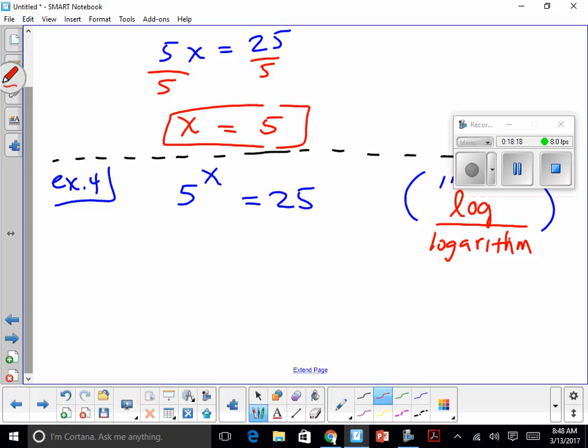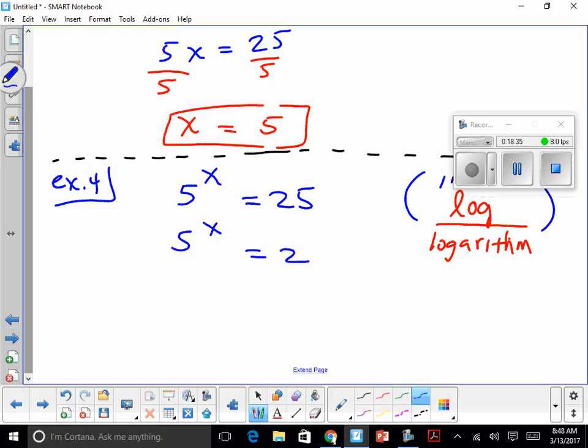Whoever said division, I'm going to show you a shortcut. I'll do the shortcut. All right. So here it comes. Step 1. Rewrite this guy. There's 25. I'm going to give him a little space. I'm going to write the word log.